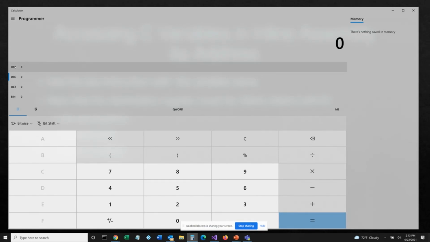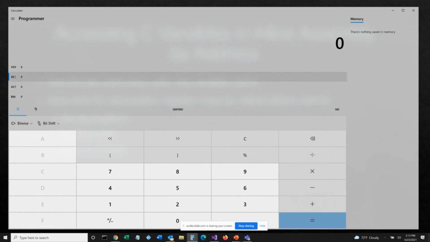Over here I have hex, which is hexadecimal, base 16; decimal, base 10, 10 fingers; octal, which is actually base 8; and binary, base 2. Also note that this starts out in quad word, and I'll show you what that's for when we switch over to binary.